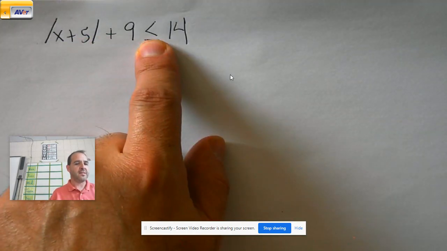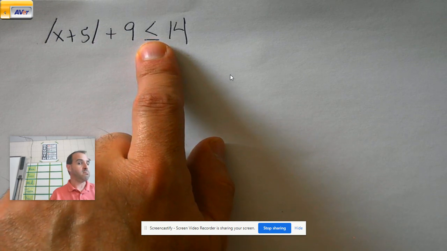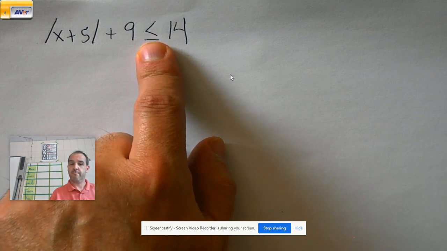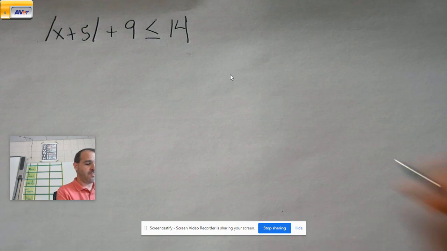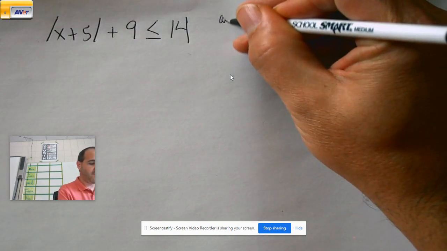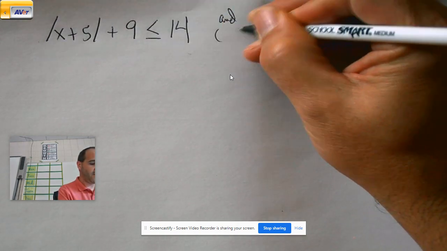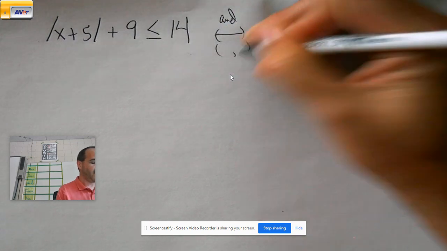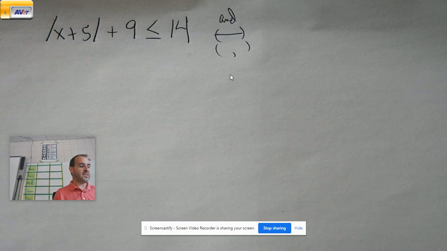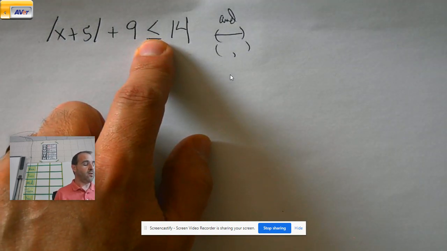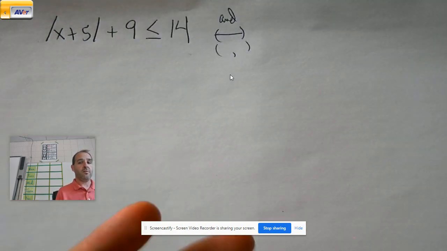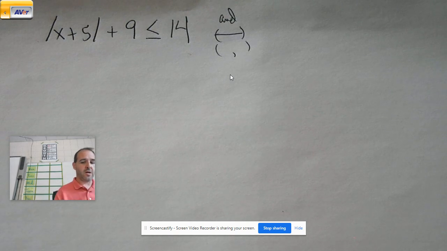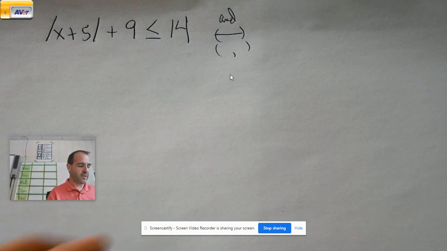Absolute value is less than. So it's going to be an and or an or. It's going to be an and statement. That gives me a little bit of a clue on what it would look like, both graphically and with the interval notation. But again, if it's greater than or equal to, that'd be an or. That's when we get the really long interval notation as we're trying to work this out.